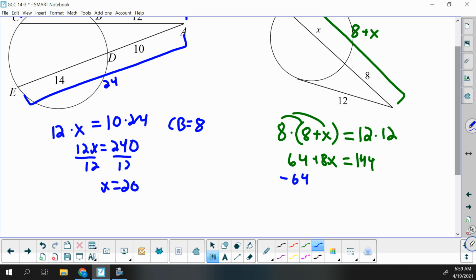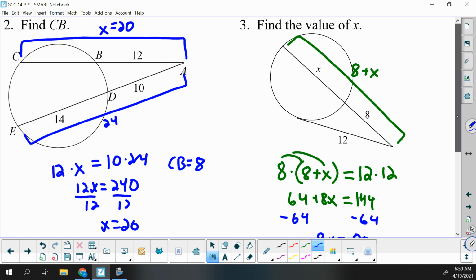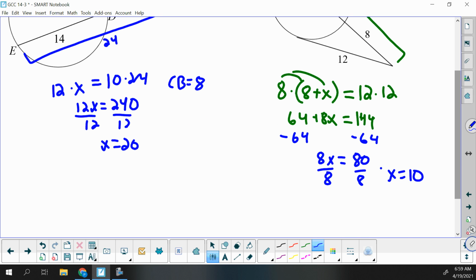Subtract the 64 over. We get 8x is equal to 80. And if we divide by 8, we get x equals 10. Reread the question, see what they wanted. We just wanted to find the value of x, so that's it.